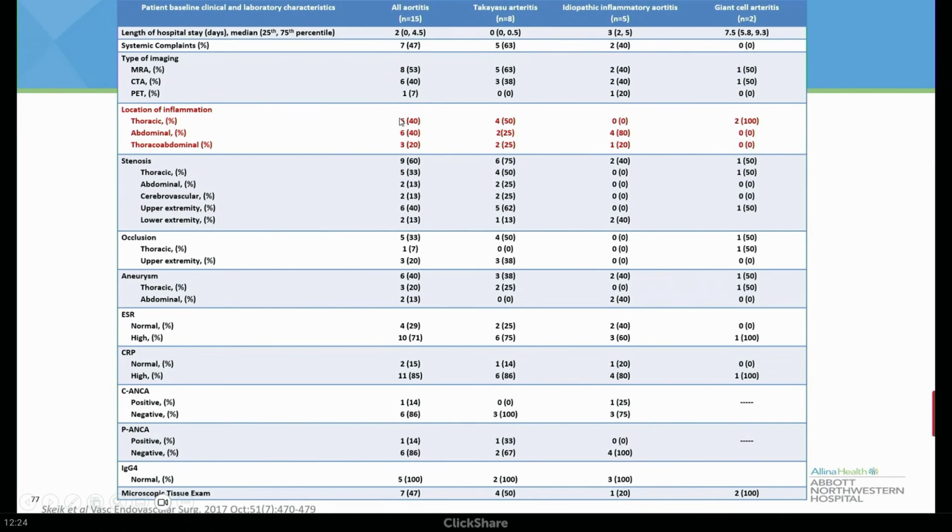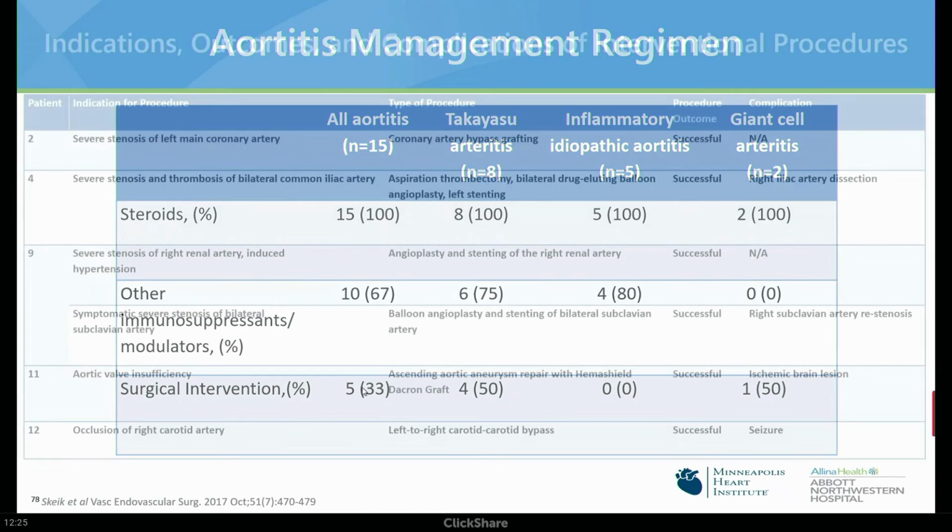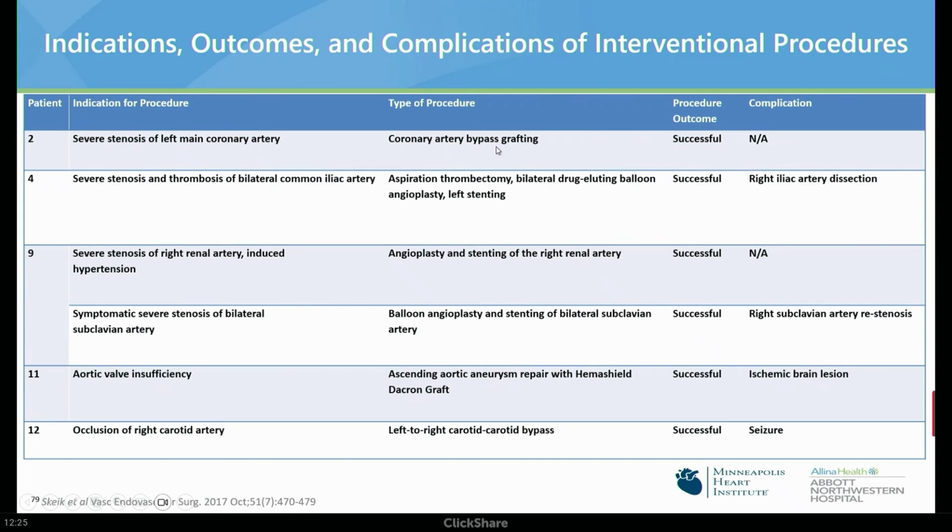Most involvement is thoracic and thoracoabdominal, except for the idiopathic aortitis. Usually, all those cases are males. All of these patients received steroids, and some received immunosuppression. And 5 patients had to undergo surgery and intervention for different presentations. There was a patient who had coronary artery bypass grafting for severe left main coronary artery stenosis, and so forth. The main message here is that all of these patients had successful outcomes, especially when their disease was under control, with some minor complications related to the procedure.